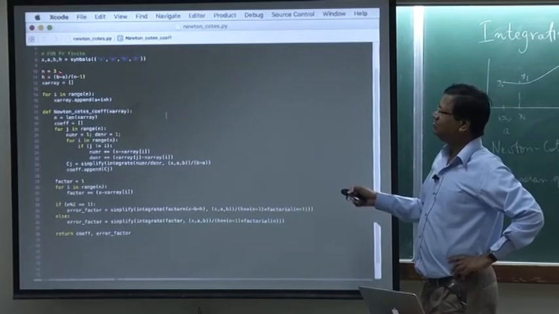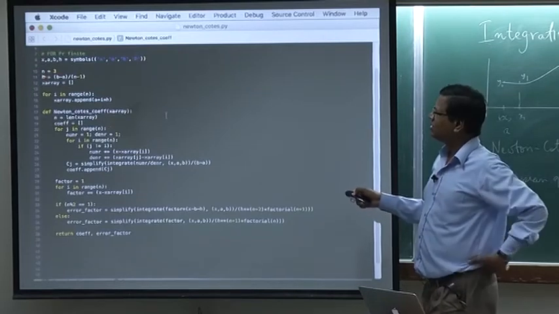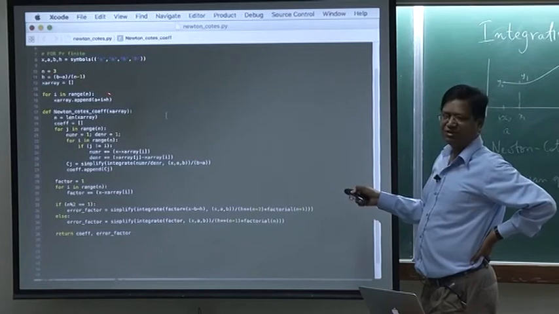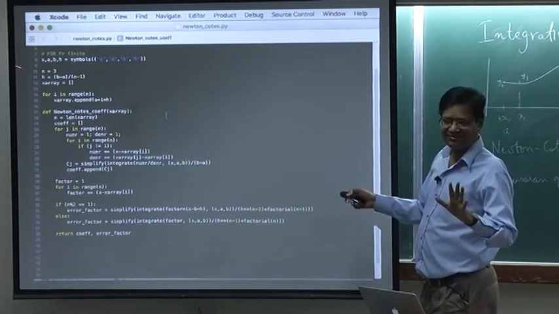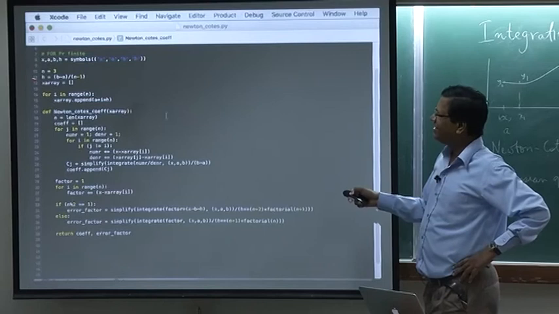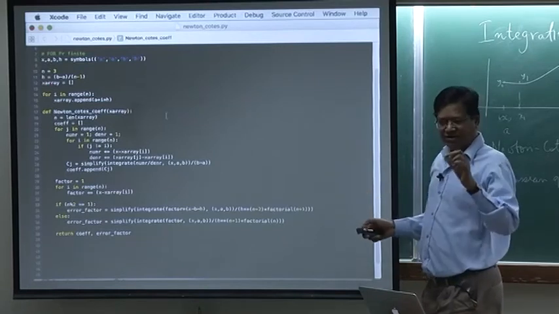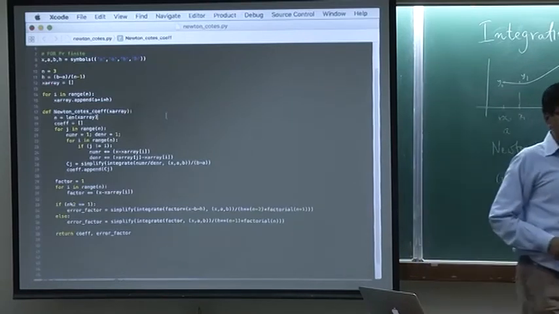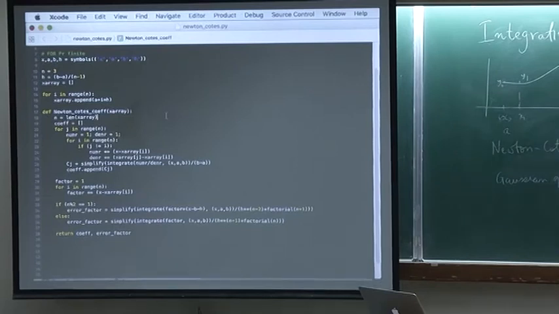So n is 3, so I am just choosing 3 points. My h will be (b minus a) by (n minus 1). This n is an integer, so the computer knows that part. And I am going to create x arrays, which will give me the coordinates of the abscissas. The x array contains abscissas. So what are they?